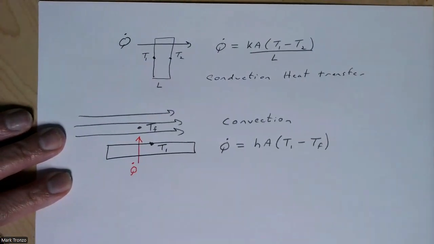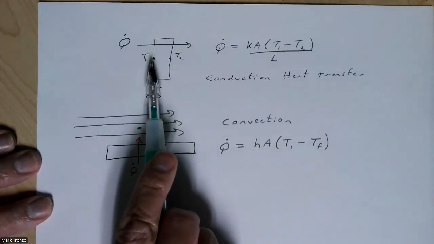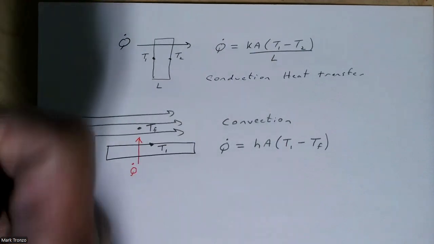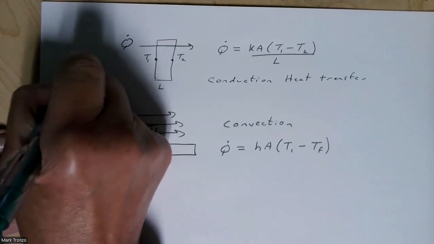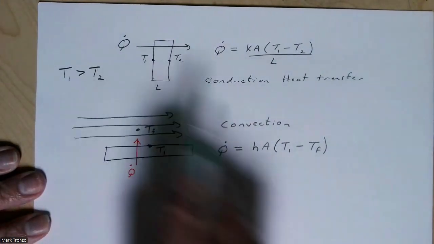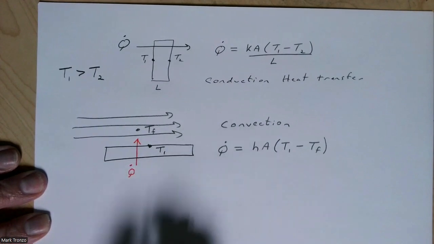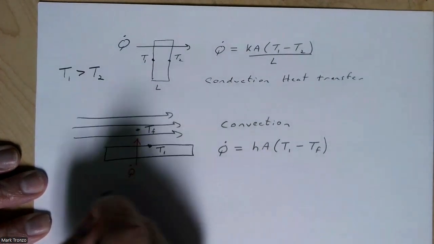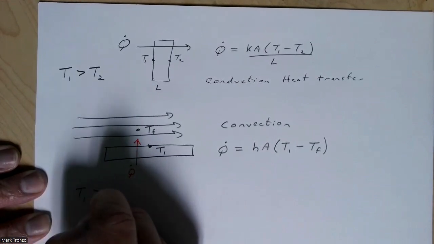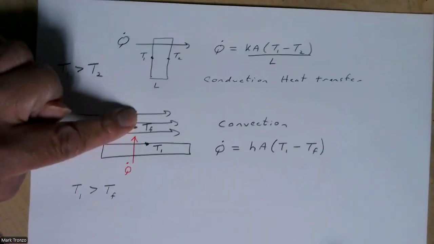Now, I should mention a couple things in these cases I'm showing here. Of course, heat is always going to transfer from the hotter side to the cooler side. So, like in this case up here, we're assuming T1 is greater than T2. Otherwise, we'd have to show the arrow going the other way. And the same with convection showing here, we're assuming that the temperature of the surface down here, which we're calling T1, is greater than the temperature of the fluid. And so heat is transferring up this way.